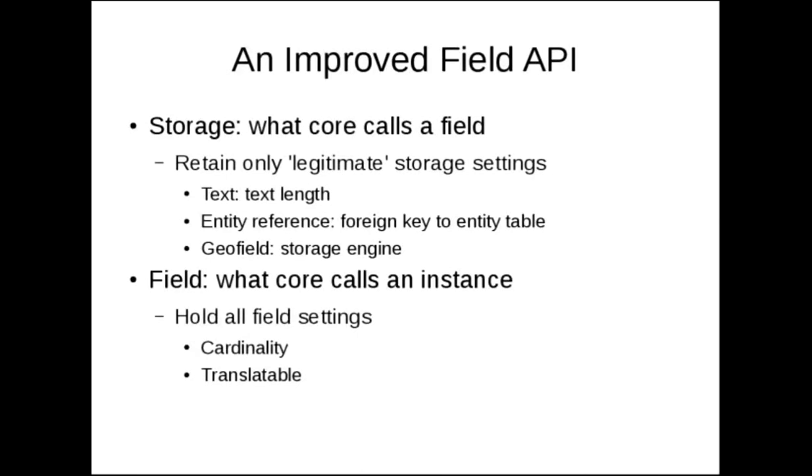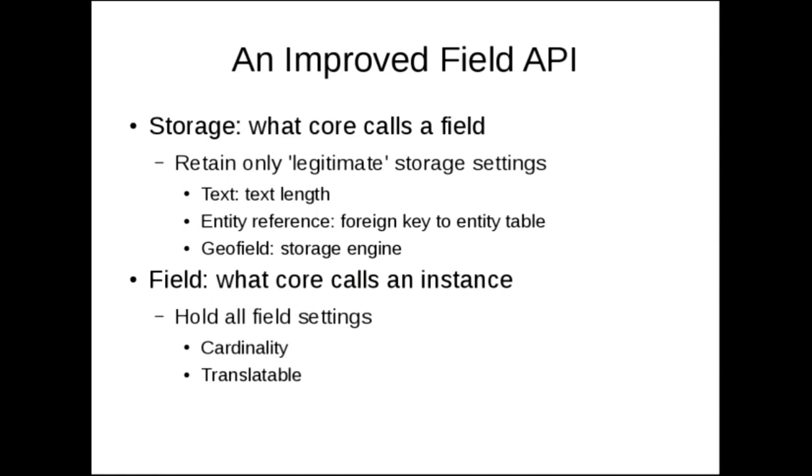So we'll jump into the next part here. Let's talk about maybe making some changes to the field API. So what core calls a field, let's call storage. That's really more what it relates to, right? When you make this fieldy thing, you get those two tables and all that kind of stuff. And the only thing we're going to try to do, so this goes back to those goals on the first slide, not that anybody remembers those, is try to just keep legitimate storage-related settings.